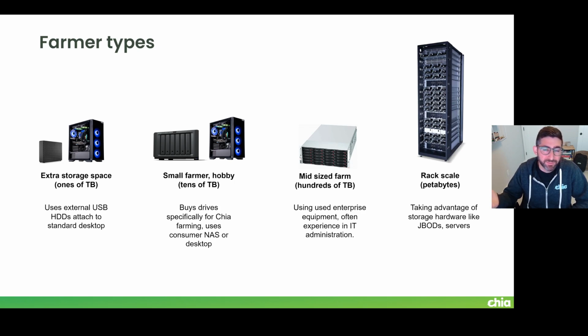Now you can get some efficiency at scale from doing mid-size or rack scale stuff, but generally it's actually less efficient in Chia to do these because you have more overhead. Like in a rack scale environment, you need extra cooling to cool the data center that you have the rack in. In a mid-size farm, some of the older equipment that has good costs for Chia farming tends to not be as power efficient as new equipment.